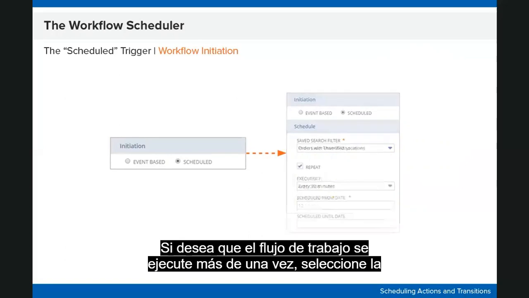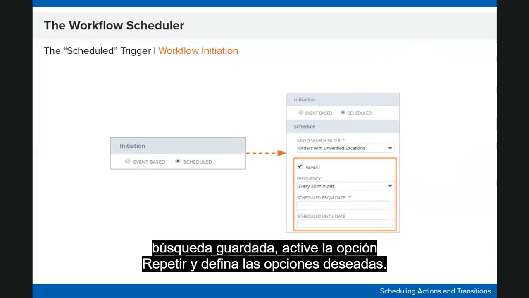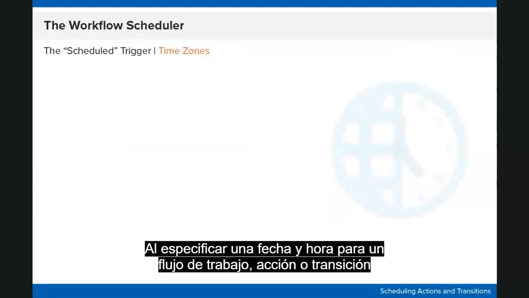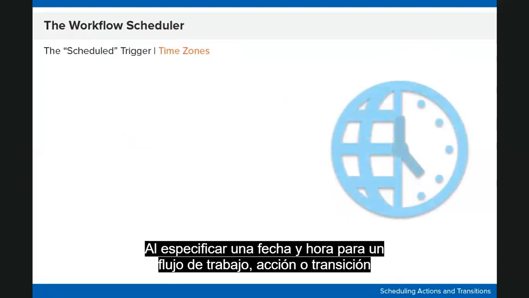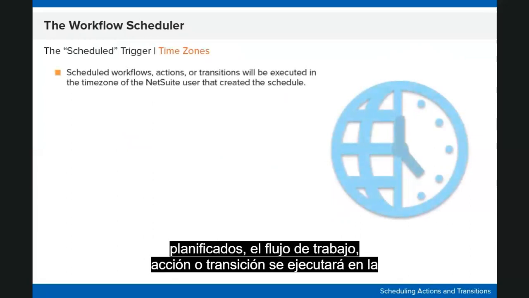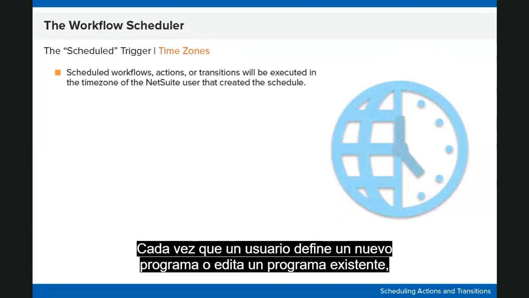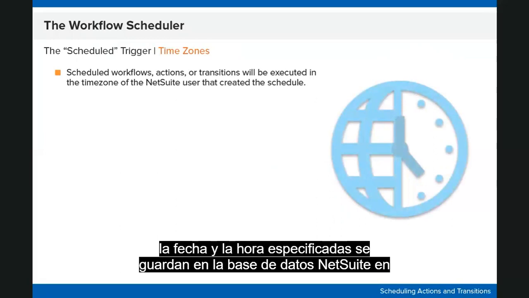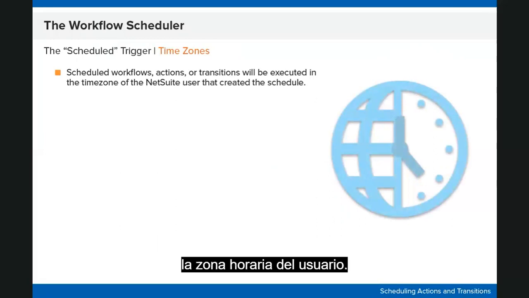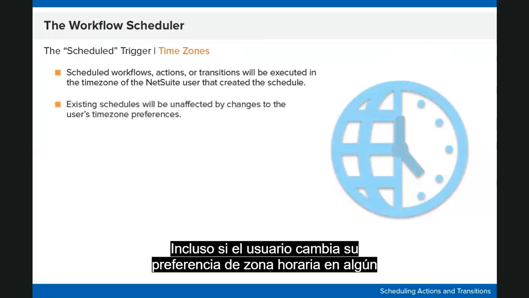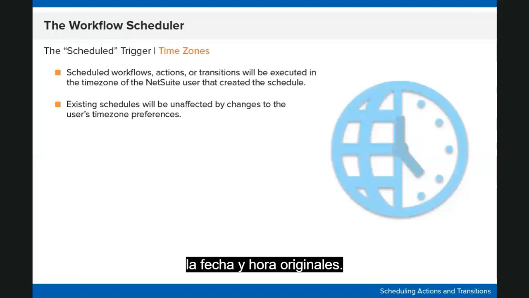If you want the workflow to run more than once, select the Save Search, enable the Repeat option, and set the desired options. When you specify a date and time for a scheduled workflow, action, or transition, the workflow, action, or transition will be executed in the time zone of the NetSuite user that created the schedule. Whenever a user defines a new schedule or edits an existing schedule, the date and time specified are saved in the NetSuite database in the time zone of the user. Even if the user changes their time zone preference at some point in the future without changing the original schedule, the schedule maintains the original date and time.